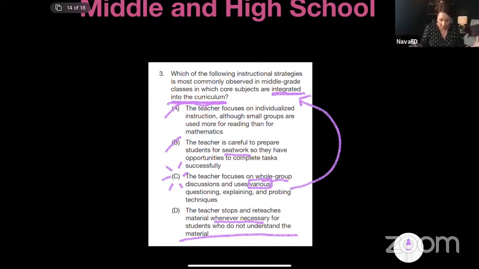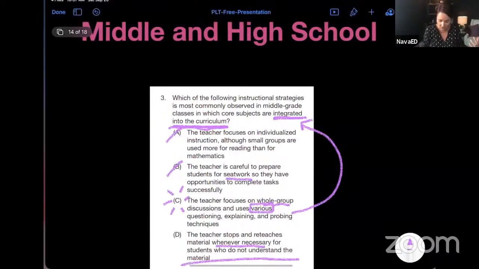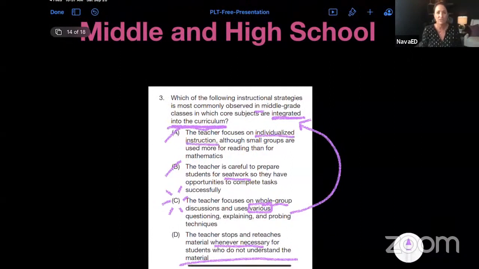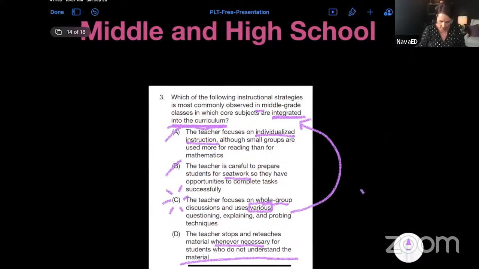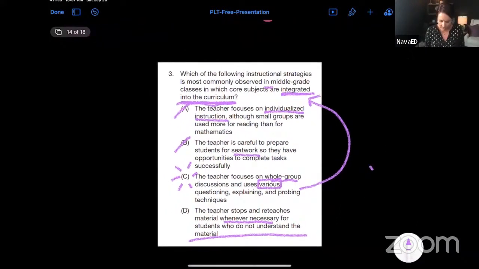A is not going to be great there because you're focusing on individualized instruction. How are you going to do that with integrated curriculum? It really needs to be almost like a whole group situation here. Seat work, absolutely not for this. Nope. C is best. D is okay, but D is not the best answer here, leaving C. So notice how eliminating first and then going into the question is the best way to do it here.